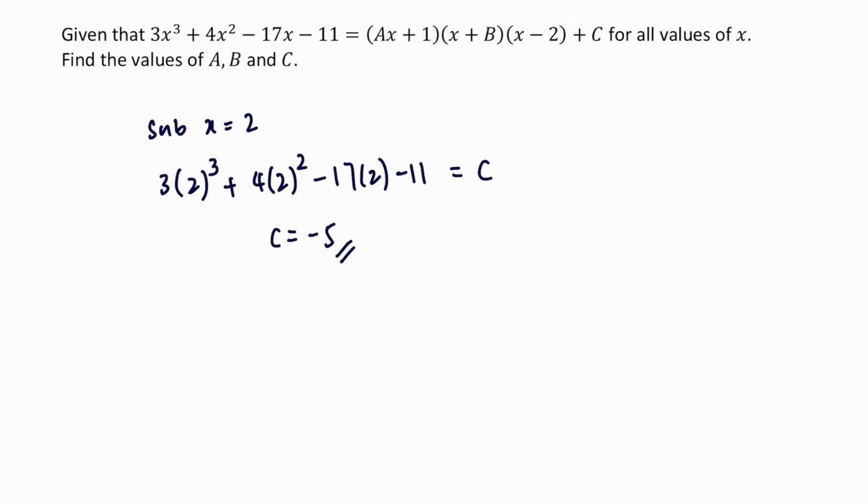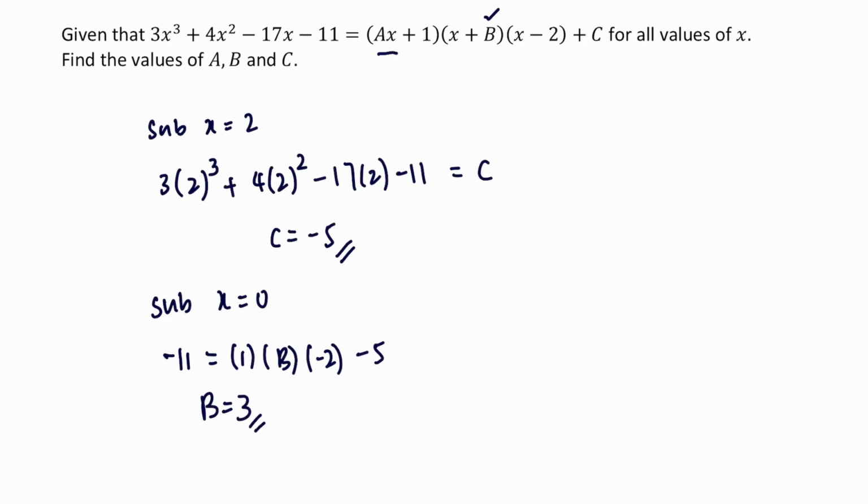You can see that if I sub in x equal to 0, a will be gone and I can solve for b. So now we're going to sub in x equal to 0. What we have will be negative 11, and then times 1, and then we have b, and then negative 2 minus 5. So when we solve the equation, we will have b equal to 3.